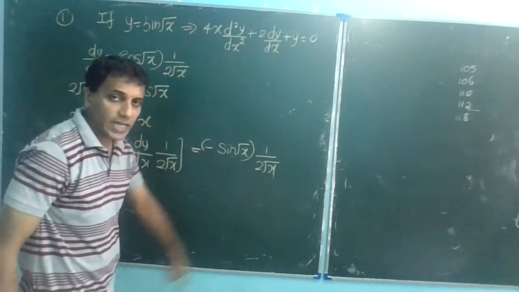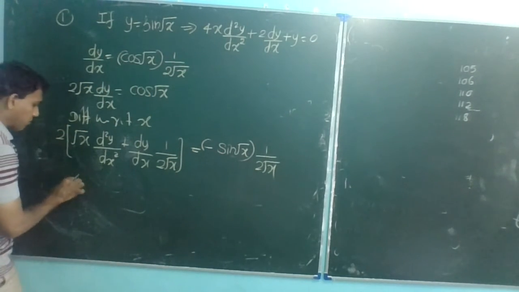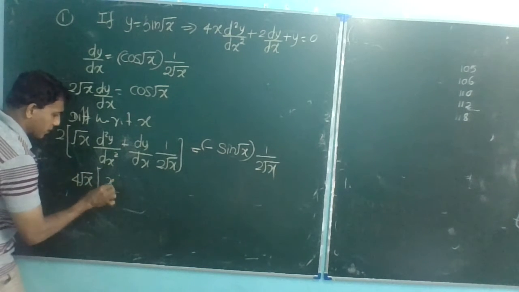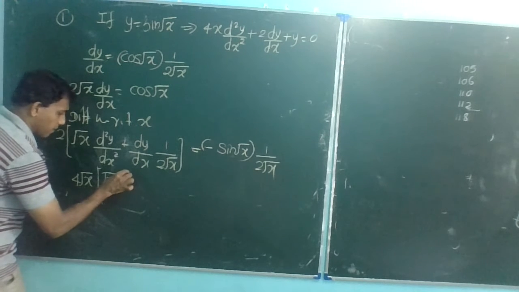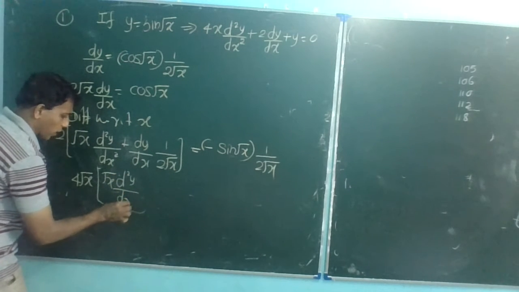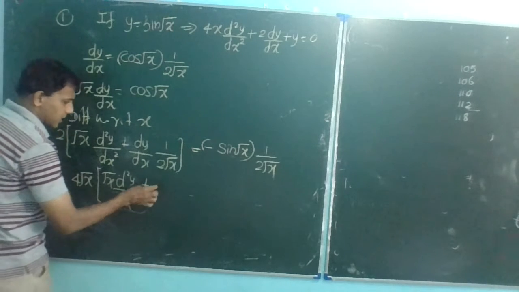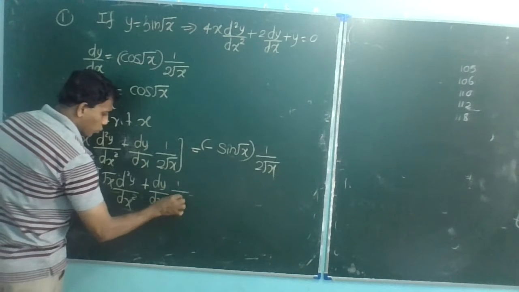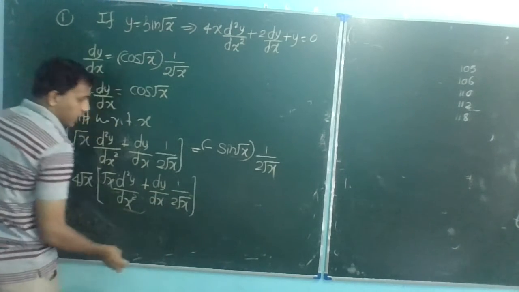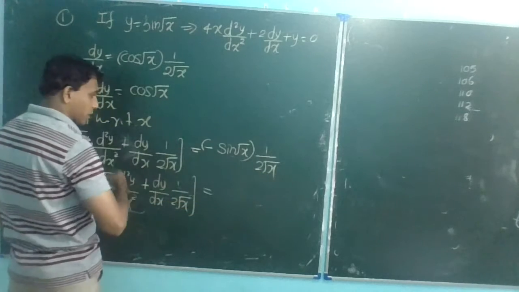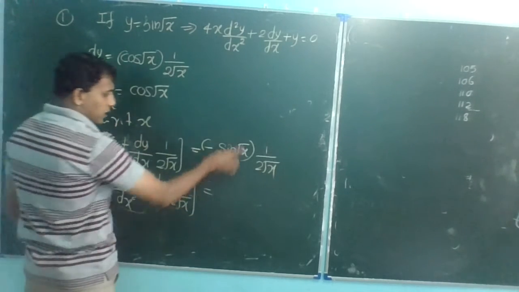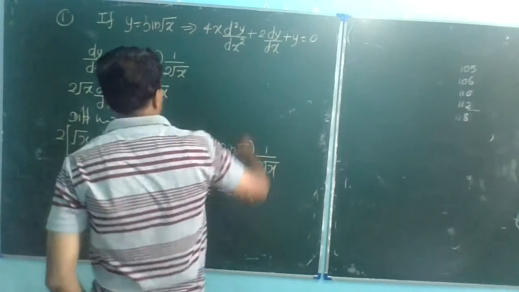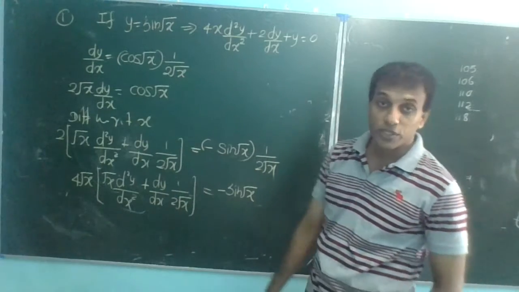x, multiply the LCM 2 root x here, it becomes 4 root x, okay, into root x d square y over dx square plus dy over dx into 1 over 2 root x, okay? And the other side I multiplied by 2 root x, therefore it becomes 4, right? 4 into that. But it is minus sine root x. Okay, the answer provided. In the answer, no sign, right?